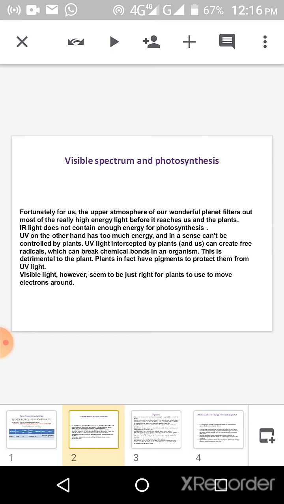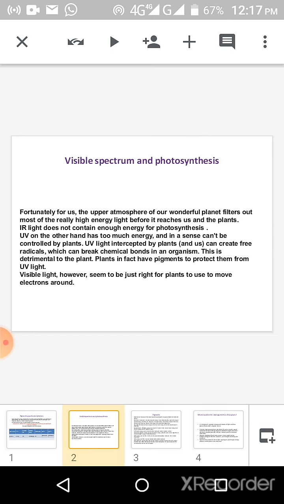Infrared light, which has greater wavelength than the visible spectrum, has a low energy photon. Infrared light does not contain enough energy for photosynthesis. UV light, which is a shorter wavelength, has too much energy and in a sense it cannot be controlled by the plants. UV light intercepted by plants can create free radicals which can break chemical bonds in an organism. This is detrimental to the plant.